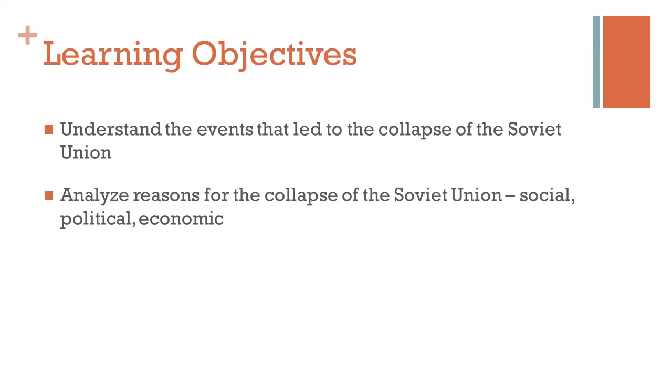So the learning objectives, basically, are just to understand the events that lead to the collapse of the Soviet Union, and to analyze the reasons for the collapse of the Soviet Union. So consider social, political, economic. So all of the things that we have been discussing in terms of the Soviet Union, from Stalin to Khrushchev to Brezhnev to Gorbachev, a lot of Chevs. What brings us to the point that the Soviet Union can no longer continue?